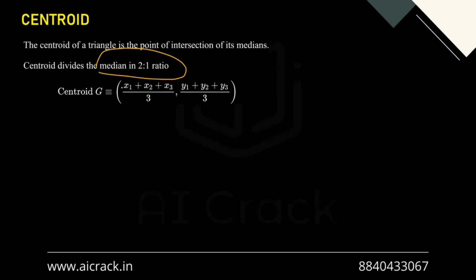Now the coordinates of centroid are (x1 plus x2 plus x3 divided by 3, y1 plus y2 plus y3 divided by 3), where x1, x2, x3 and y1, y2, y3 are the coordinates of the vertices. So let's see how we derive this particular formula.